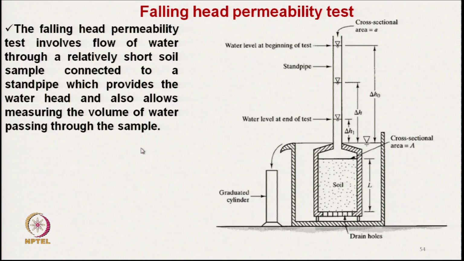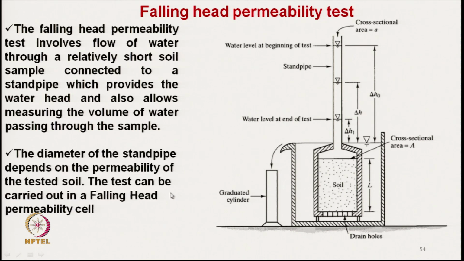The falling head permeability test involves flow of water through a relatively short soil sample connected to a standpipe, which provides the water head and also allows measuring the volume of water passing through the sample. So, that is how it is measured. The diameter of the standpipe depends on the permeability of the test soil. So, this falling head permeability test is typically used for measuring permeability characteristics of soil.